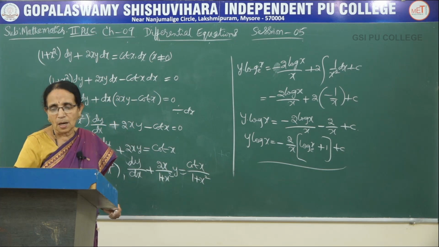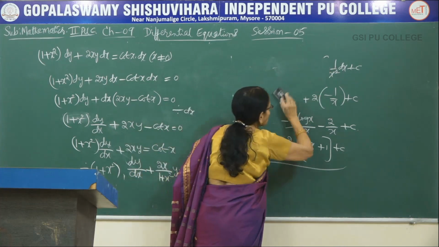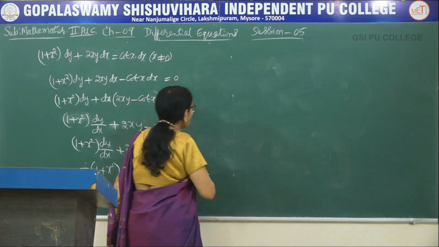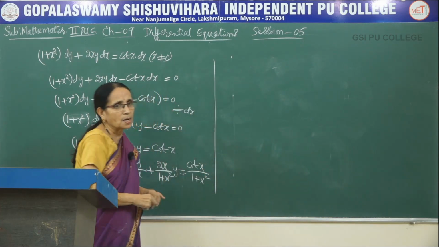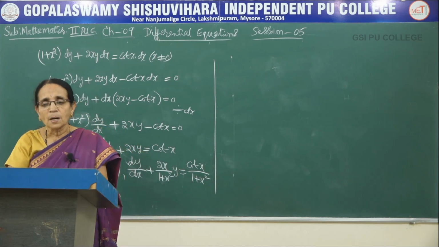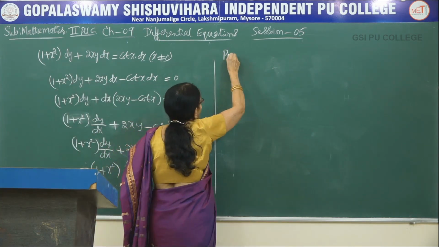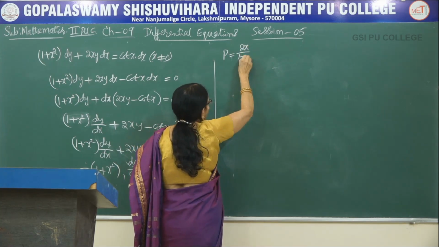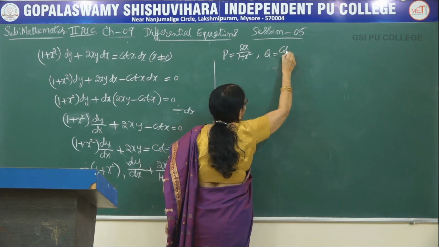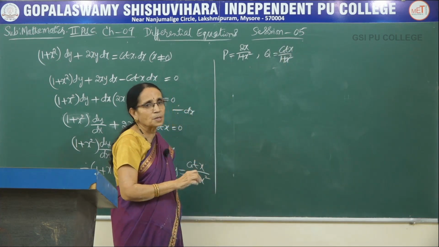So finally we have brought it to the standard form of a linear differential equation, so that I can identify what is P and what is Q, and finally I can get integral P dx as well as the integrating factor. Okay. Now let me write the values of P and Q here. What is P here? P is 2x divided by 1 plus x square, and Q is cot x divided by 1 plus x square.